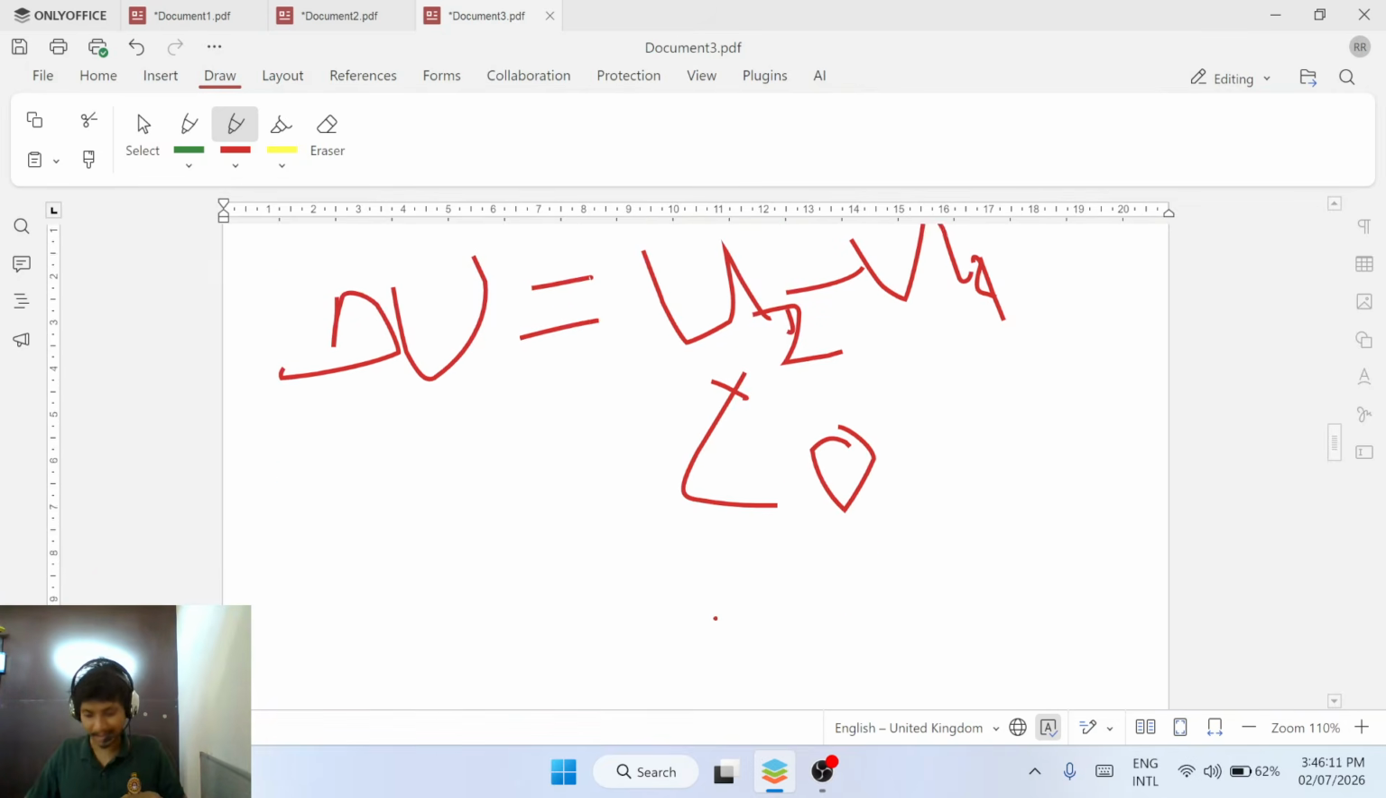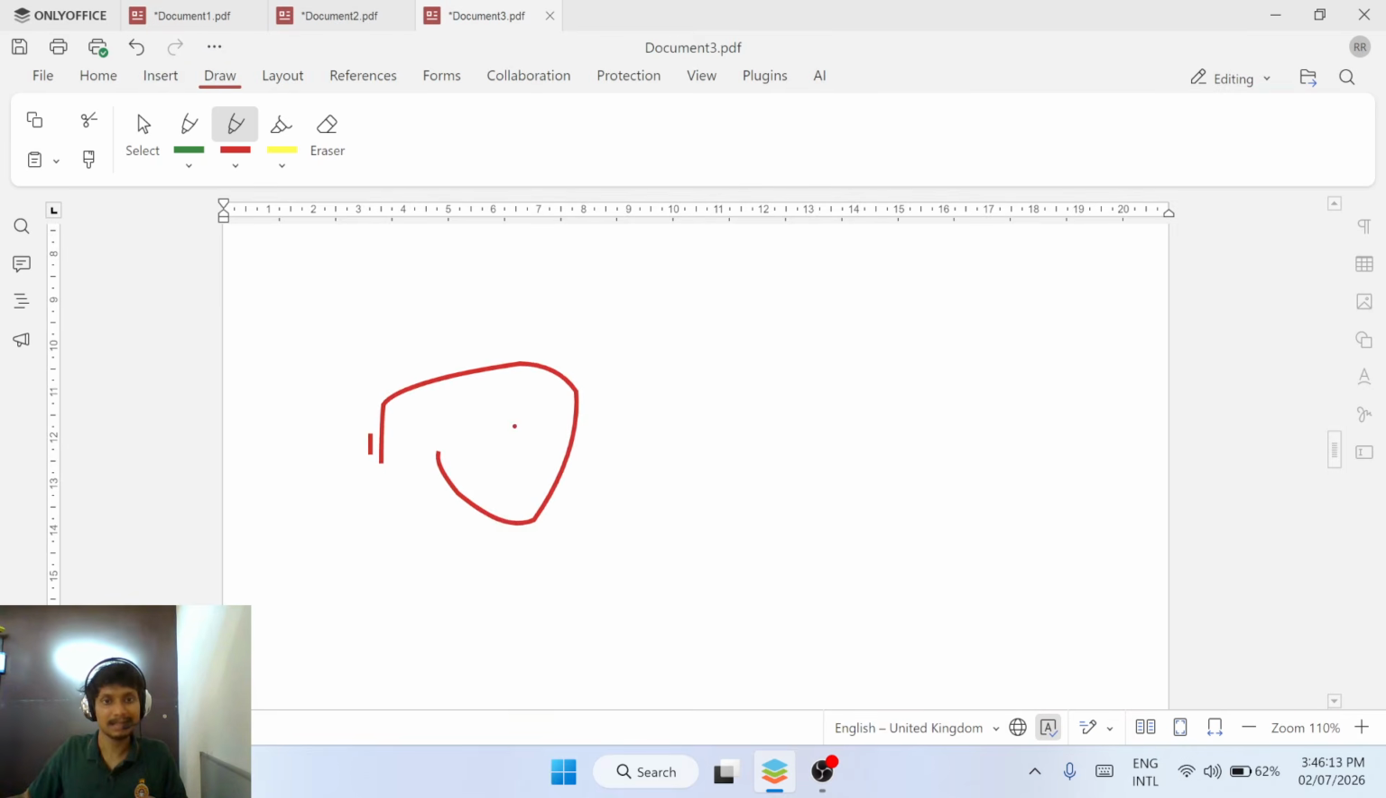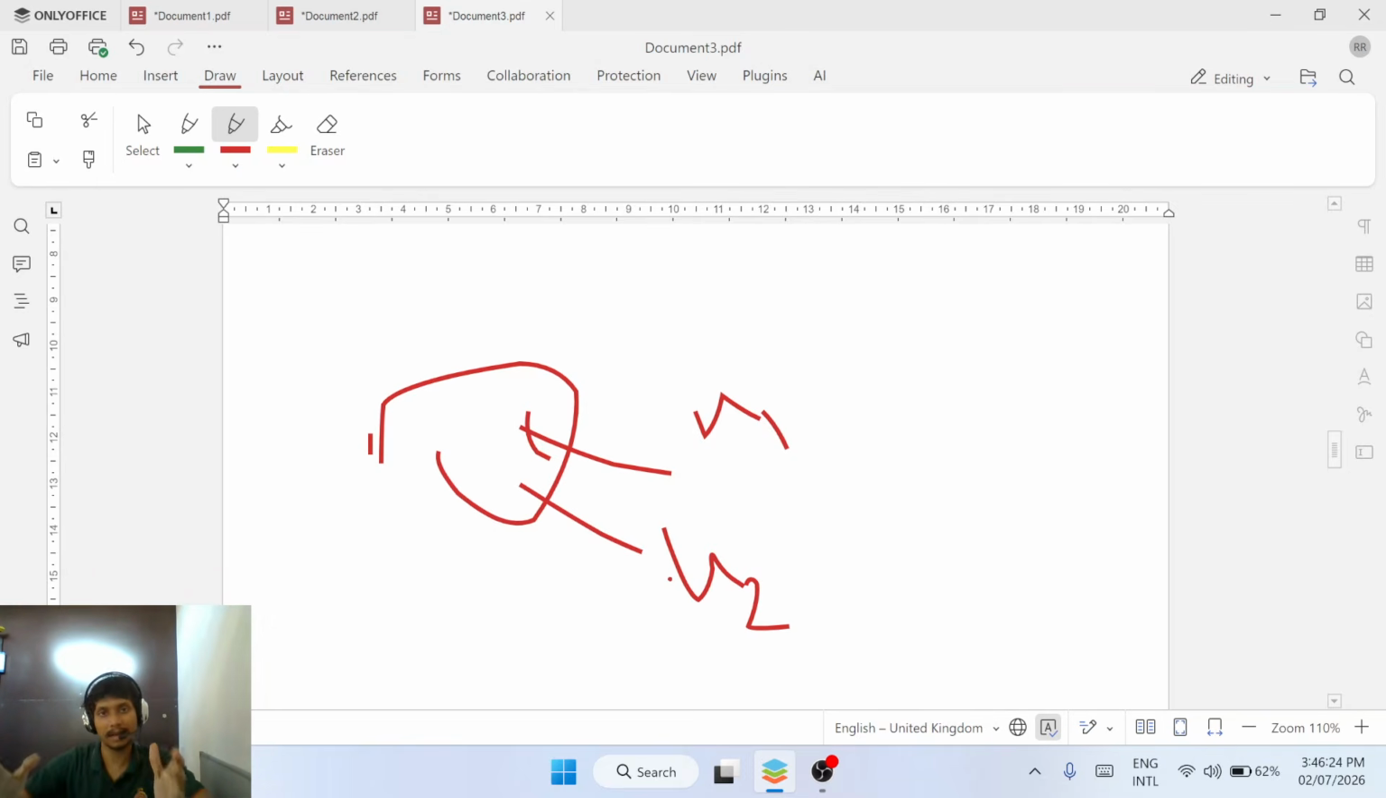Then, in the system, initially the internal energy is U1. The final internal energy of the system is U2. Now U2 is greater than U1.